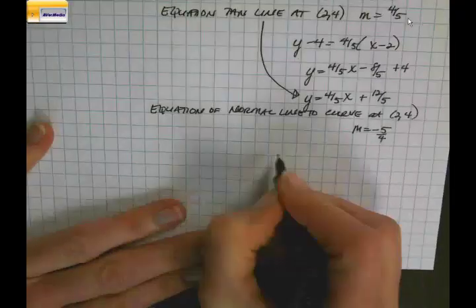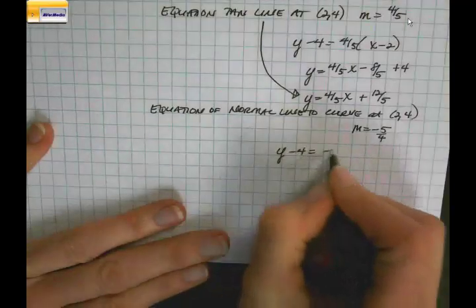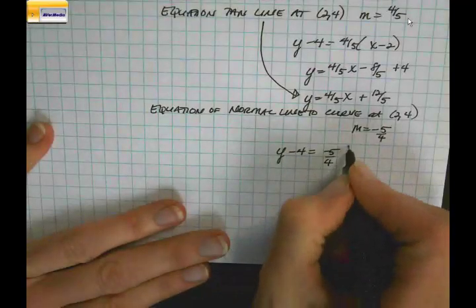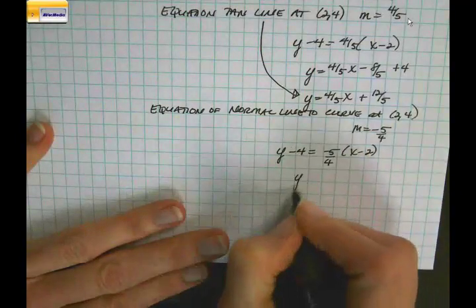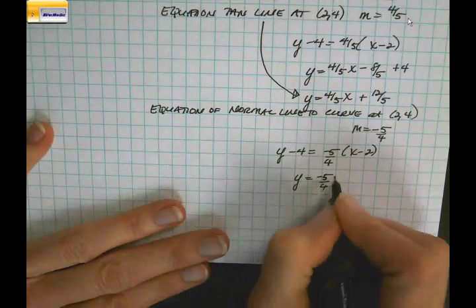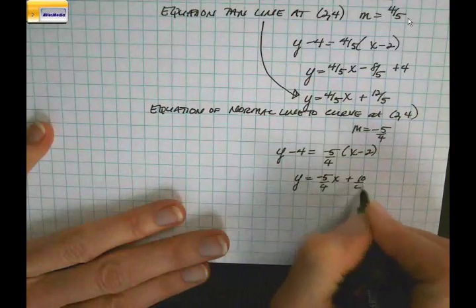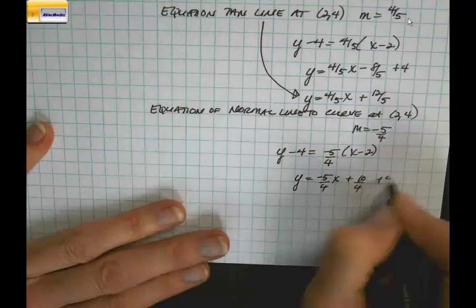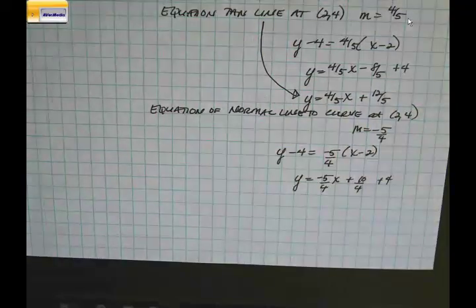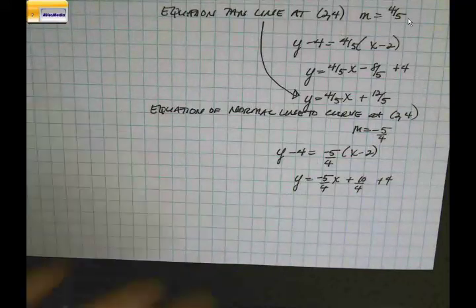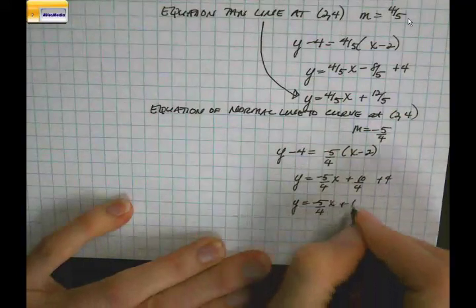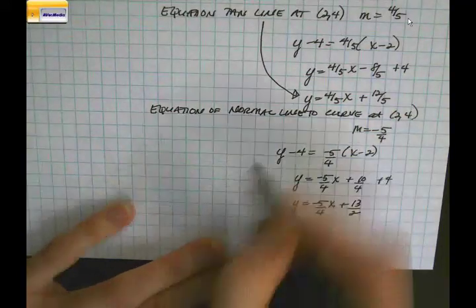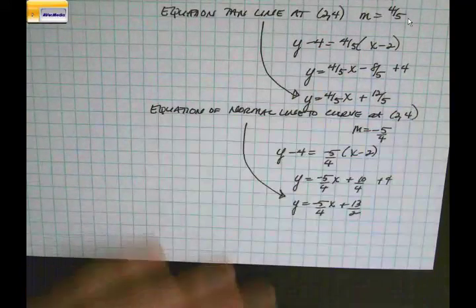So its equation will be y minus y1 equaling slope of a negative 5/4 times x minus x1. So it's y equaling a negative 5/4 x plus 10/4 plus 4. Well, 10/4 is 5/2, 4 is 8/2, which is 13/2. Did I get that right? There's the normal.